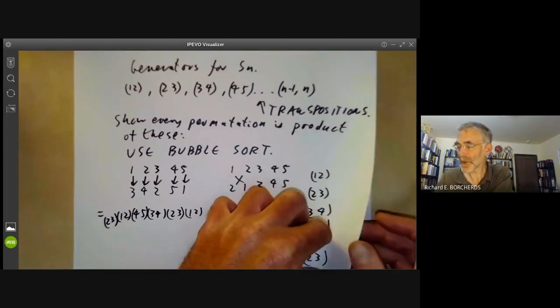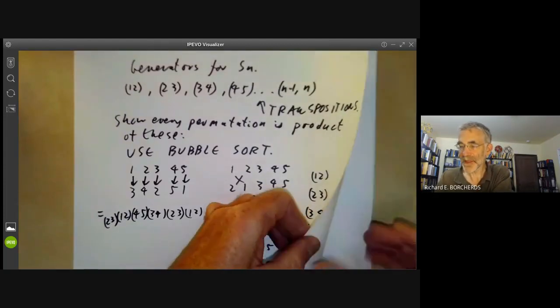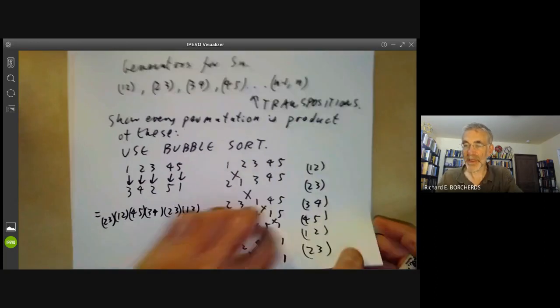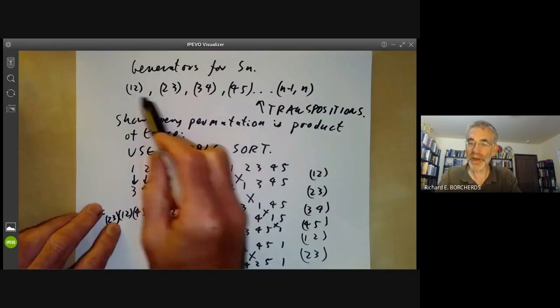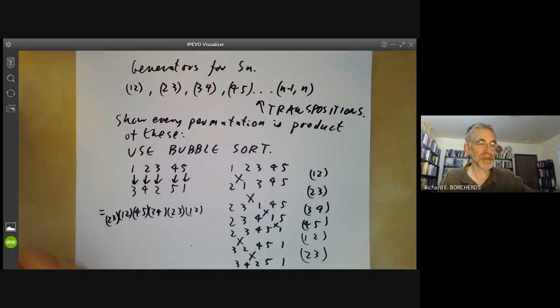What we want to do now is discuss relations between these transpositions. And I think I'll leave that for next lecture, since this has gone on for about half an hour. So next lecture, we will be doing the Coxeter-Todd algorithm.